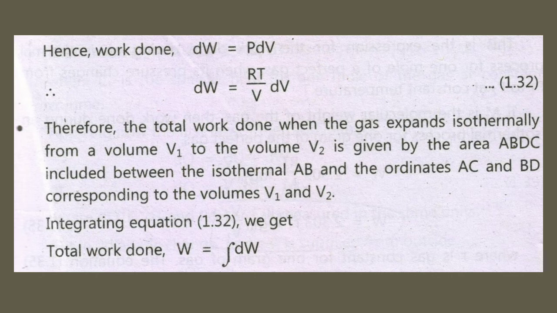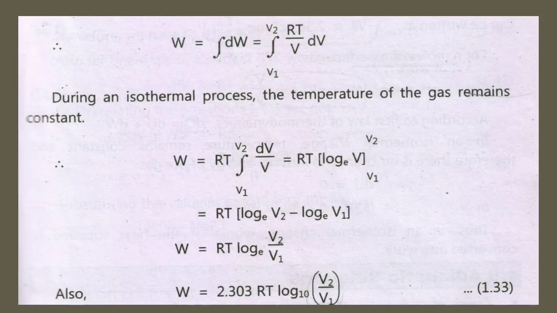Now integrating the above equation, we get total work done W is equal to integration of dW, equal to integration from V1 to V2 of RT divided by V into dV. During an isothermal process, the temperature of the gas remains constant. Therefore, work done W is equal to RT integration from V1 to V2 of dV by V.